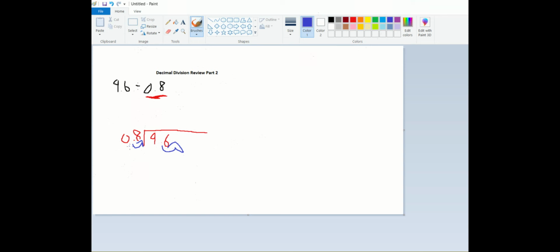So instead of 0.8 being on the outside and 9.6 being on the inside, we just have 8 on the outside, and then we have 96 on the inside. And now it's a lot easier to work with, and we get the same answer that we would if we had done it just using the numbers like this.